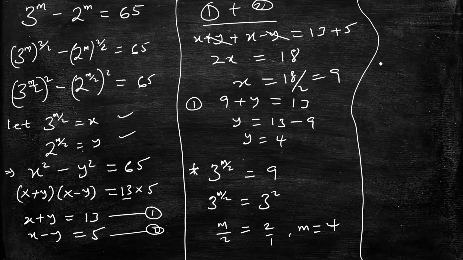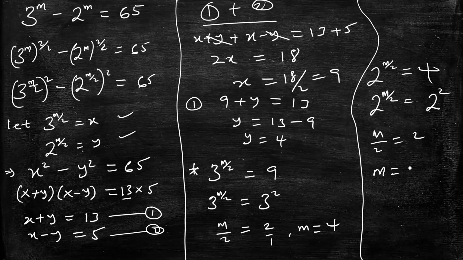So let's do the same to 2 raised to m on 2 equals y. y is 4, so 2 raised to m on 2 equals 2 to the power 2. So m on 2 equals 2. Alright, so my m is still 4. Okay, that's that.